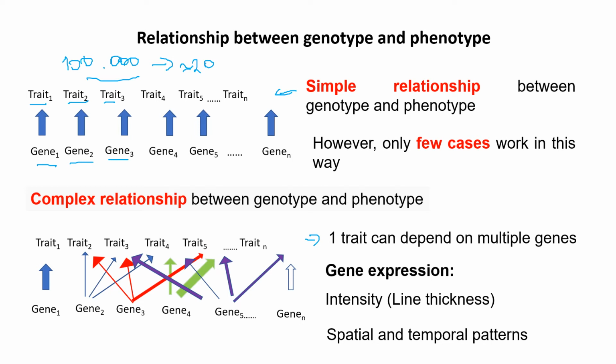And why do we have so few genes? Because we have a complex relationship between genotype and phenotype, we have one gene involved in multiple traits, multiple traits involved in multiple genes, and gene expression is very important. In some cases, if you express the gene to a higher degree, it could produce a very different phenotype. If you express it at a specific region and at a specific time, you will get a different phenotype. So remember that this simple relationship between genotype and phenotype doesn't exist in most cases, only in a few of them, and most will show a complex relationship between genotype and phenotype.